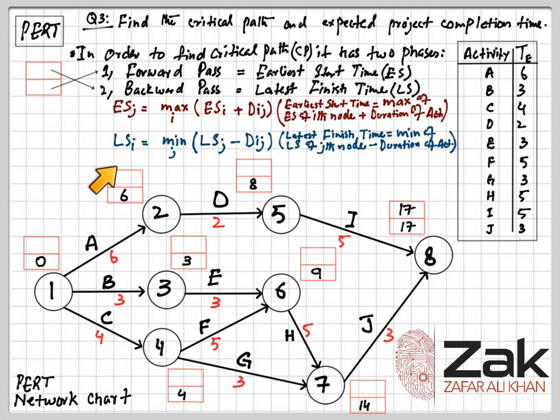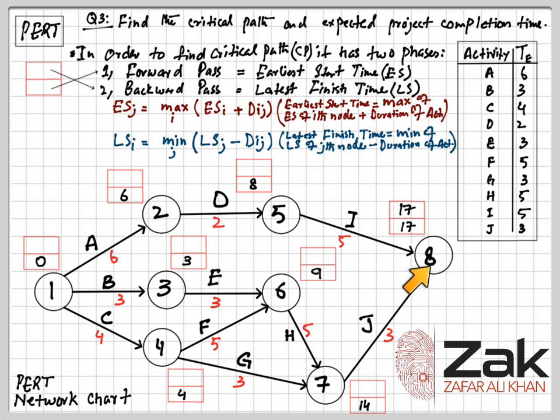latest finish time for the ith node is equal to the minimum of two. So like this, node 4 has 6 and 7 node after it, so we will be taking the minimum of the two values. So it says that the latest finish time is equal to minimum of latest finish time of jth node minus the duration.